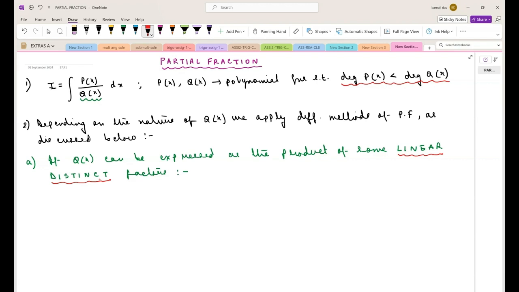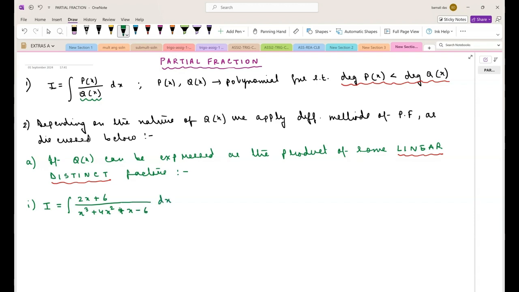So if such is the case, then what method we will apply? How will we do the partial fraction? So each case I will discuss with the help of an example. So let us take the example, say my I is 2x plus 6 by x cube plus 4x square plus x minus 6 dx.